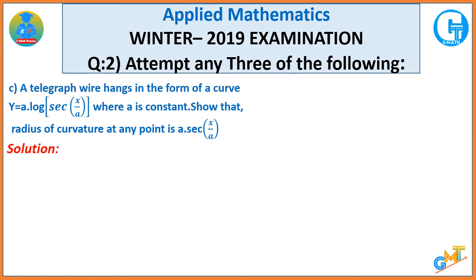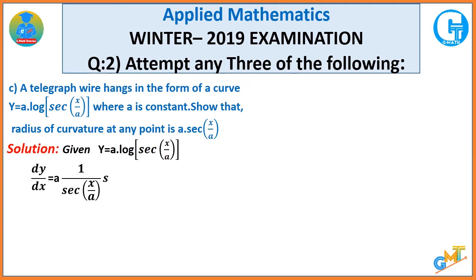Solution: given y is equal to a log of sec of x upon a. Now by differentiating with respect to x, we get dy by dx is a into 1 upon sec x upon a, sec x upon a into tan x upon a into 1 upon a. Then dy by dx is, by deleting the numerator and denominator terms, we get tan x upon a.